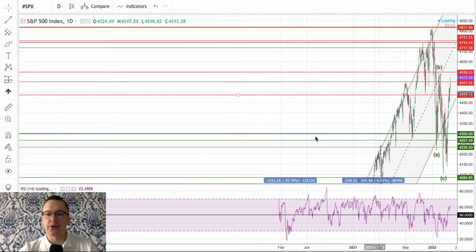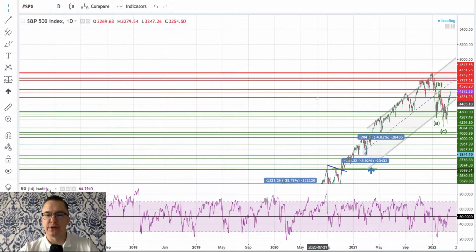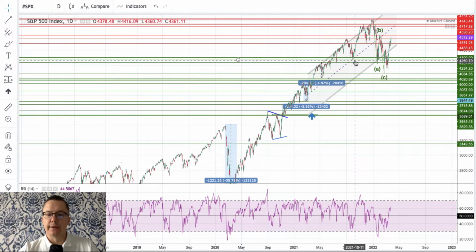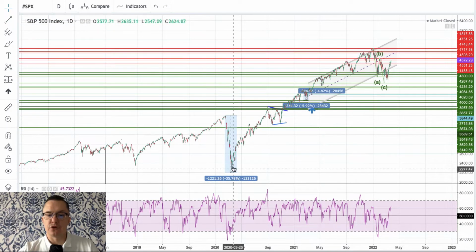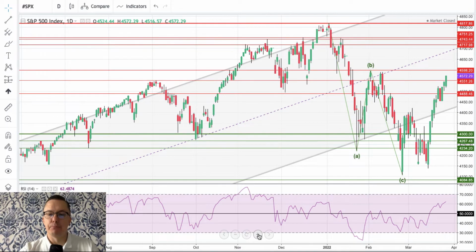This is a long channel. And as you can see, after the COVID drop of 35%, we are rallying like no tomorrow, making all-time highs, as if nothing ever happened. So please consider the fact that the S&P 500 index and most of the American indices are still in the uptrend. We are trending higher, and the outlook is bullish.